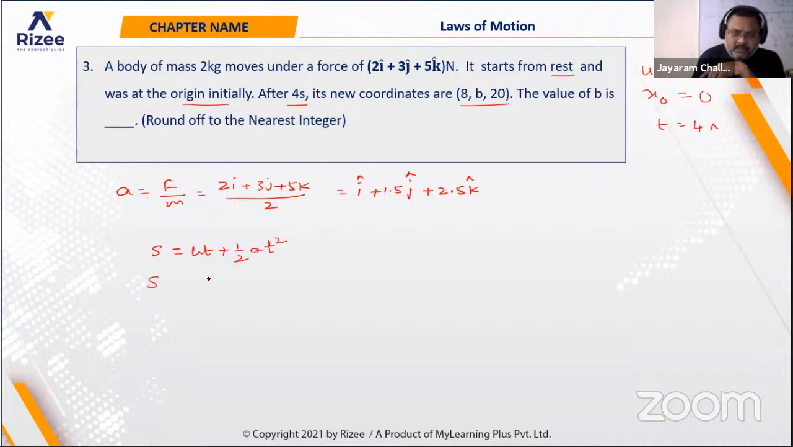S is equal to half into, substituting the acceleration here, I plus 1.5 j plus 2.5 k. This is the acceleration in a time span of 4 seconds, so it should be 4 square. When I substitute 4 square, that is 16 by 2, it will be 8, so it will be 8i.